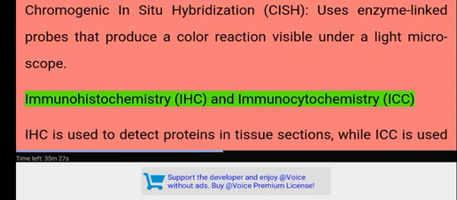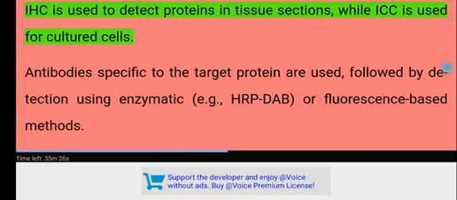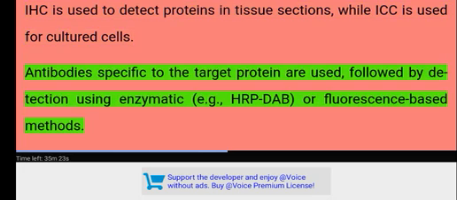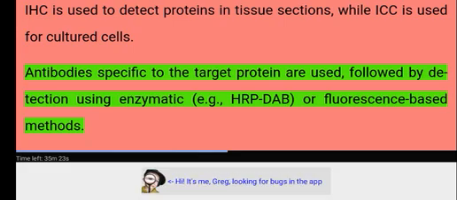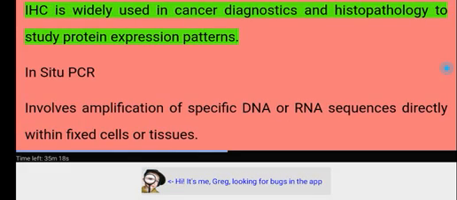Immunohistochemistry (IHC) and immunocytochemistry (ICC). IHC is used to detect proteins in tissue sections, while ICC is used for cultured cells. Antibodies specific to the target protein are used, followed by detection using enzymatic, e.g., HRP-DAB, or fluorescence-based methods. IHC is widely used in cancer diagnostics and histopathology to study protein expression patterns.